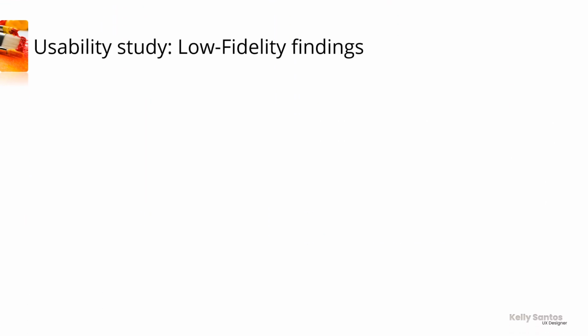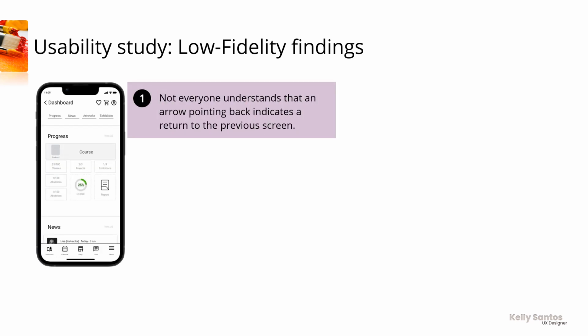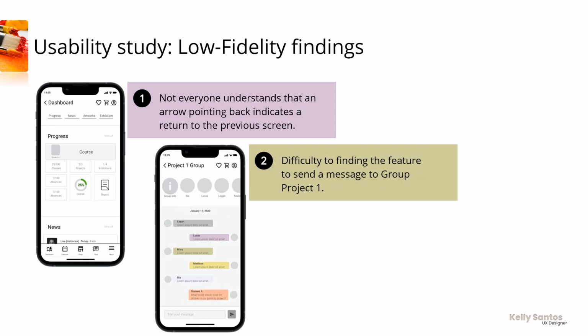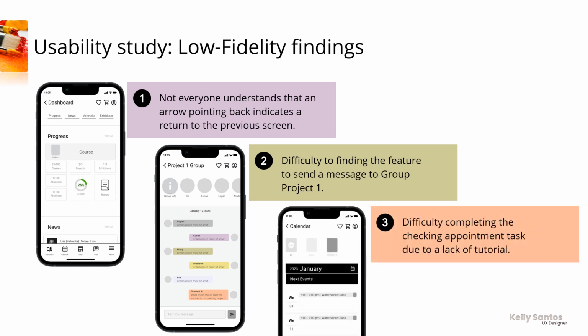Usability study. Low-fidelity findings. 1. Not everyone understands that an arrow pointing back indicates a return to the previous screen. 2. Difficulty finding the feature to send a message to the group project. 3. Difficulty completing the task due to a lack of tutorial.